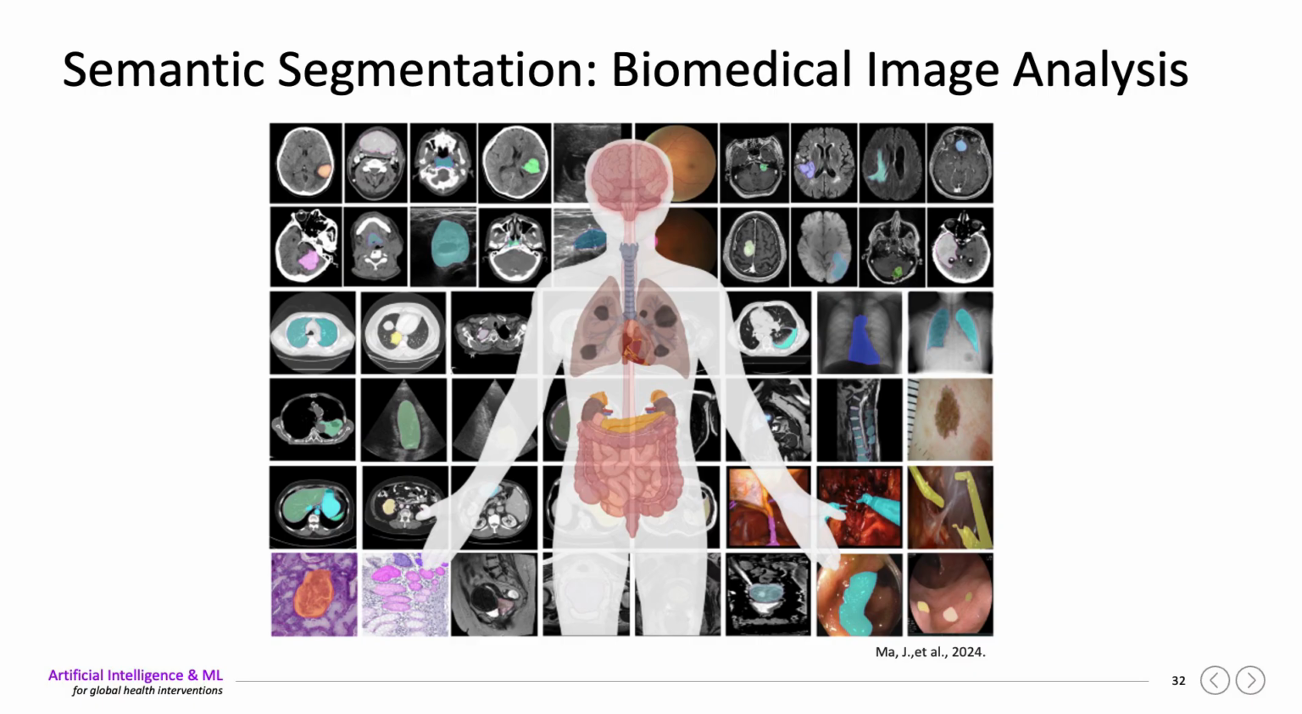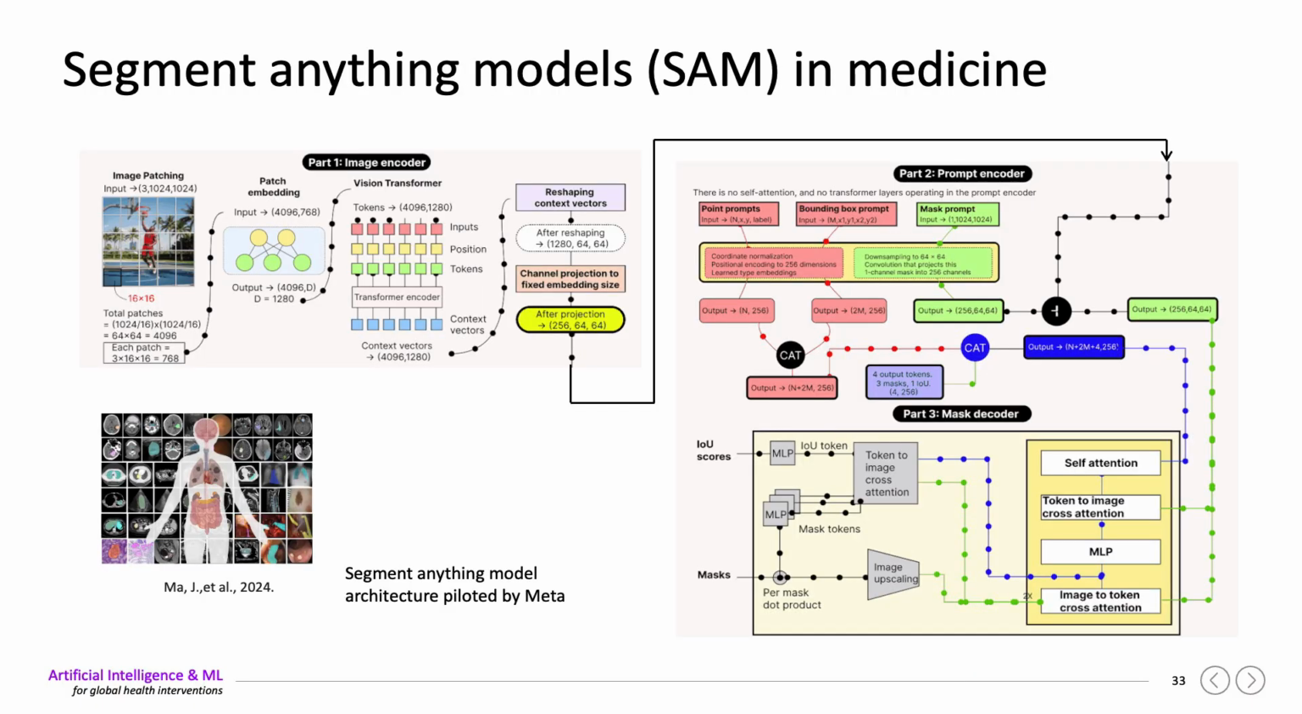This represents a shift toward general purpose, promptable segmentation models in medicine, rather than a separate bespoke network for every organ and modality. What we're looking at here is an architecture summary of Meta's Segment Anything model, which is the foundation of MedSAM, broken into its 3 core components: the image encoder, the prompt encoder, and the mask decoder, starting with part 1, the image encoder.